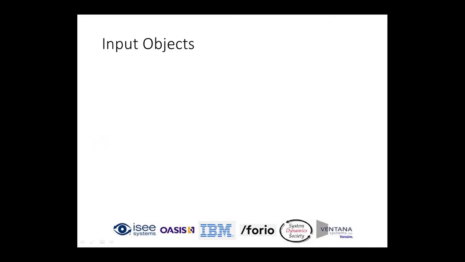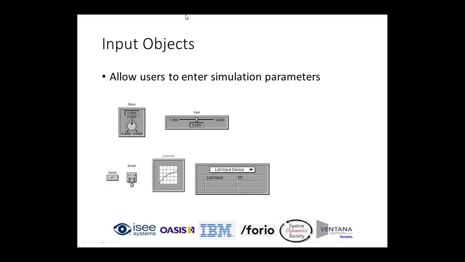So now let's talk about some input objects. They allow users to enter simulation parameters. And here's some examples. We have got a knob. We've got a slider. We've got switches. These are 2 different kinds of switches. And these are ISEE Systems' representations of these objects. I could just as easily have cribbed multiples of these from Vensim or PowerSim. We've got the graphical input device, which when we press it, brings up a drawable line graph for us to change values within. And we've also got ourselves a list input device, which when we click the value, allows us to change the value of a variable within our simulation.